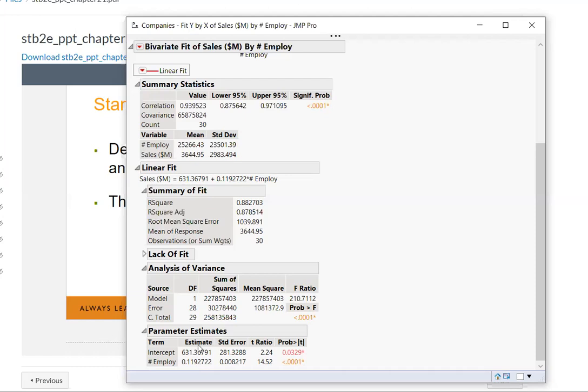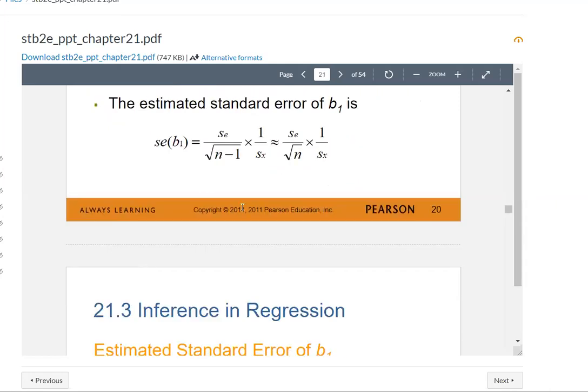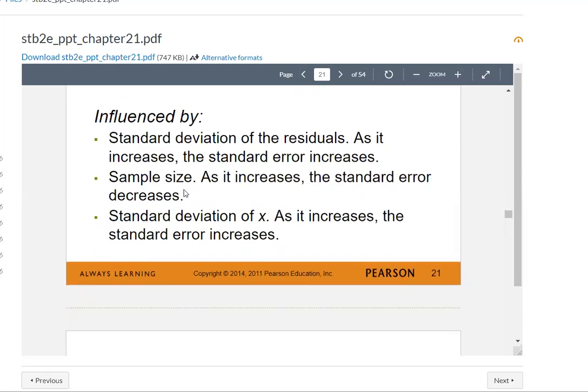The same thing happens with your intercept. Two times the standard error for the intercept, added to and subtracted from 631, should include approximately 95% of your observations. And that's what this is about.